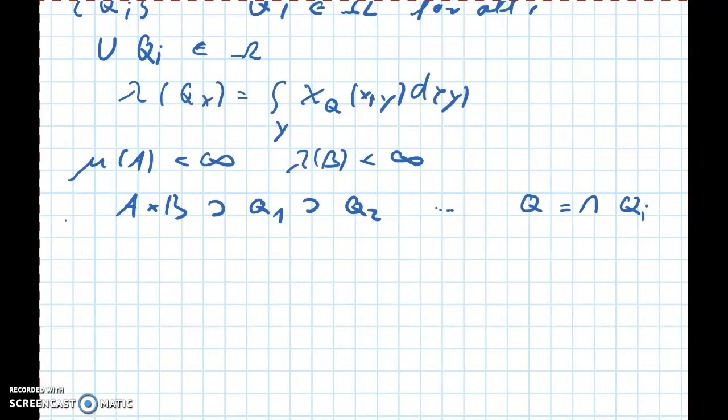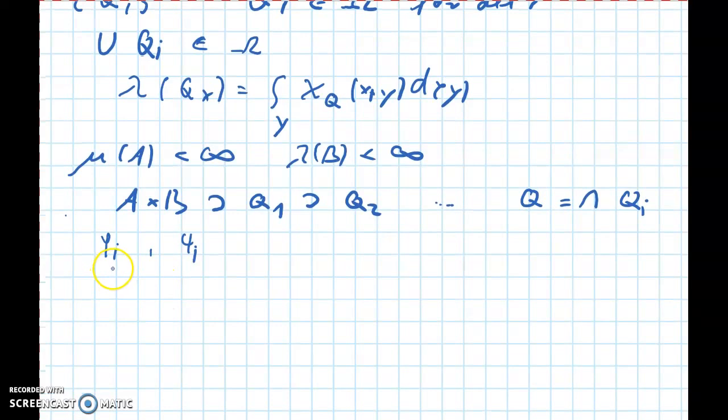Now again, to every Qi we can write phi i and psi i, and since this is a descending chain which descends to the intersection of the Qi, which is Q, we can apply the dominated convergence theorem. This is allowed because mu of A is smaller than infinity and lambda of B is smaller than infinity. So we have that Q is in omega by the dominated convergence theorem.